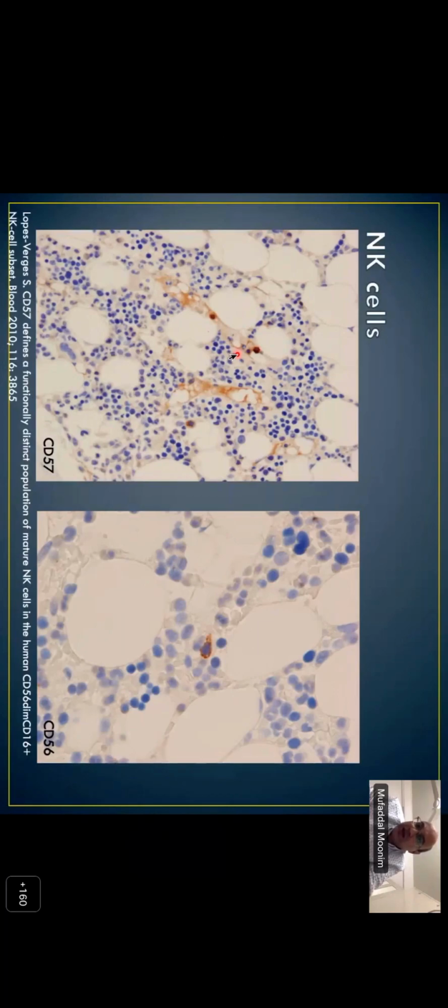And the answer is that the NK cell, by and large, has a very, very corrugated outline to its cytoplasm, while the plasma cell cytoplasm is very, very smooth and pushing. So it's a very, very smooth outline. That's a good way of trying to differentiate between the two of them.